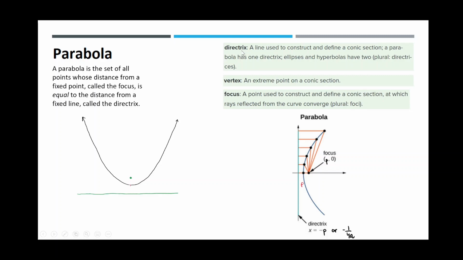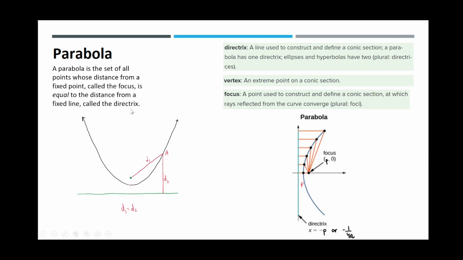All the conic sections do have a directrix, or sometimes several, two of them, but I didn't really need them to develop the equations. With parabolas, I do need the directrix in order to develop the equation itself. Here's the reason why: the parabola is defined as the set of all points whose distance from a fixed point, called the focus, is equal to the distance to a fixed line, called the directrix.